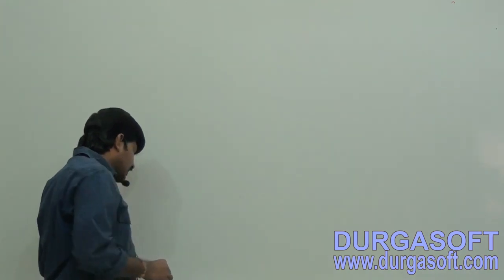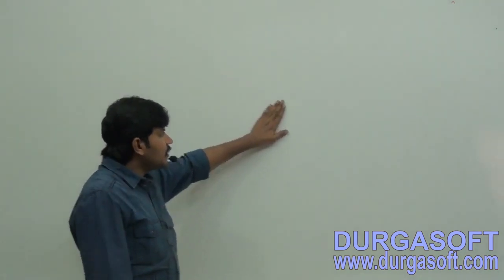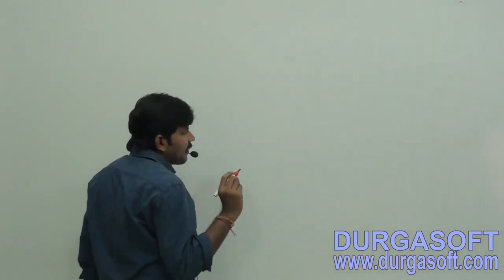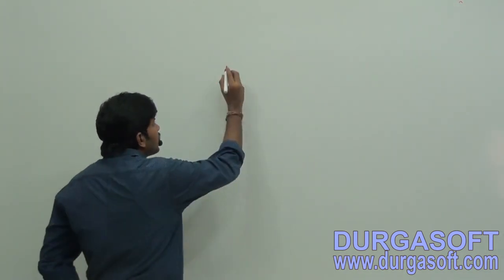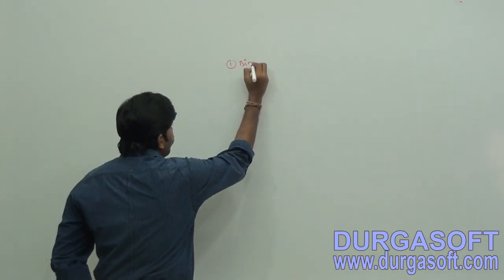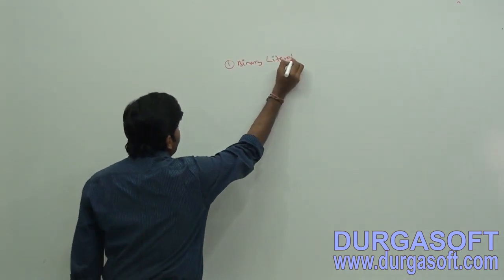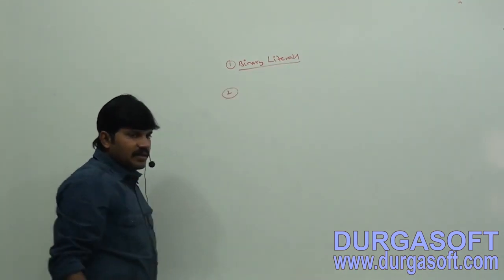1.7 version enhancements with respect to literals. What are the possibilities? Make sure which literals are there in the 1.7 version. Observe the best example here. Two concepts came. The first concept is binary literals, the first new enhancement that came.